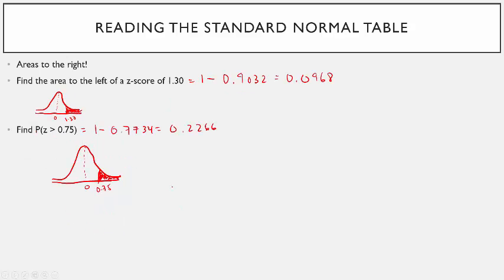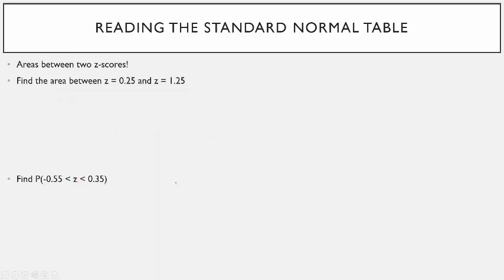Not too bad. All right, this final one, let's find the area between two z-scores now. Okay, so I want to find the area between z is equal to 0.25 and z is 1.25. So I like to draw it. It really helps me understand what's going on in these problems. So z-scores centered at 0. Here's 0.25, it's somewhere here. 1.25 is over here. So I want to find the area between them.